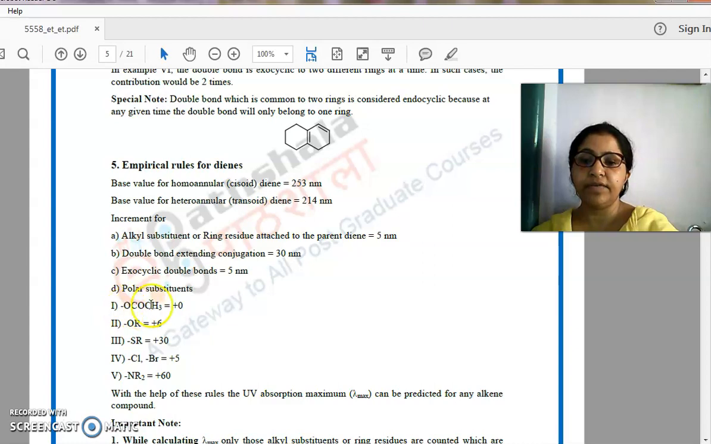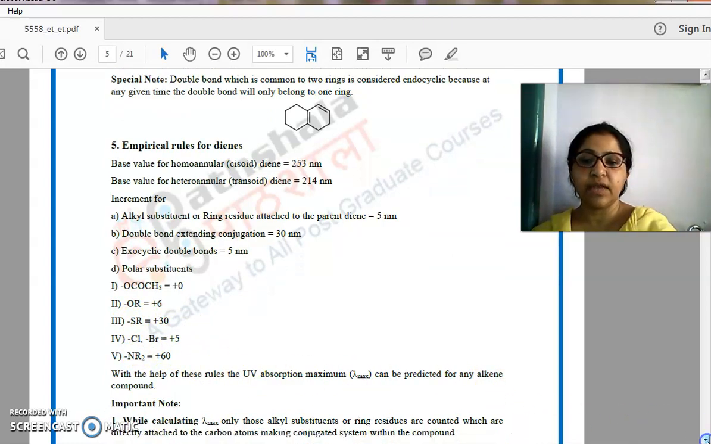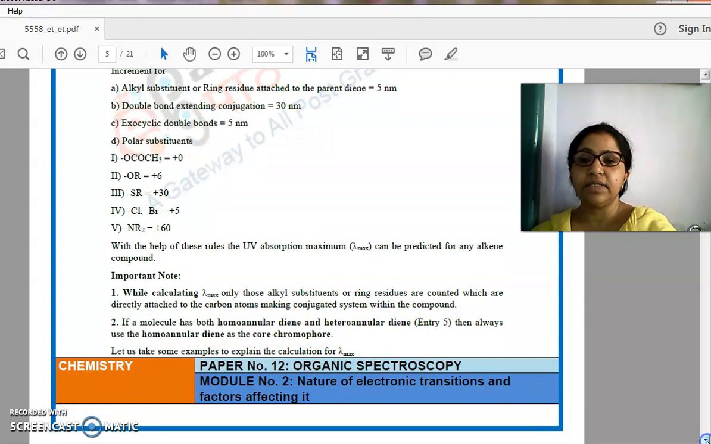If it is an acyloxy group, it is no substitution, no increment. If it is a methoxy or alkoxy group, it is +6. Alkylated thiols, it is 30. Then Cl, Br, 5. NR2 secondary amines, it's 60. With the help of this rule, UV visible absorption maxima can be predicted.